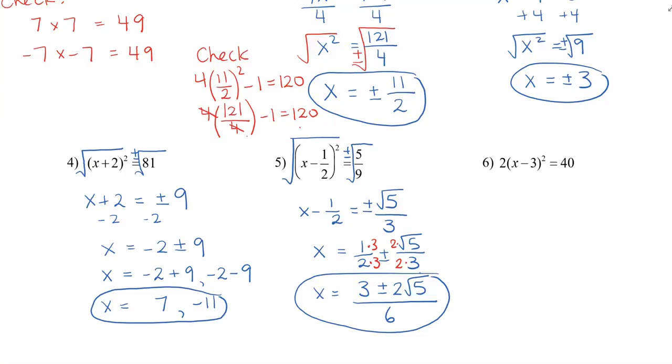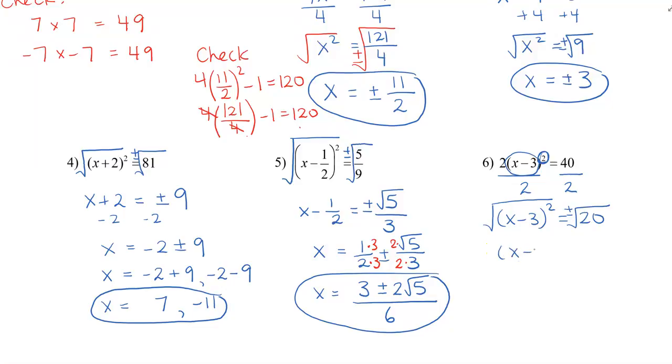All right, the last one, it's a little bit different from the other two because we do have that coefficient in front of the binomial. So remember, this is the binomial, and this is what we want to isolate because that's the part that's being squared. So what we're going to do is get rid of that coefficient by dividing both sides by that coefficient, which in this case is 2. So now we have x minus 3 all squared equal to 20. Now we have our binomial squared, so now I can square root. So square root both sides, put our plus or minus.